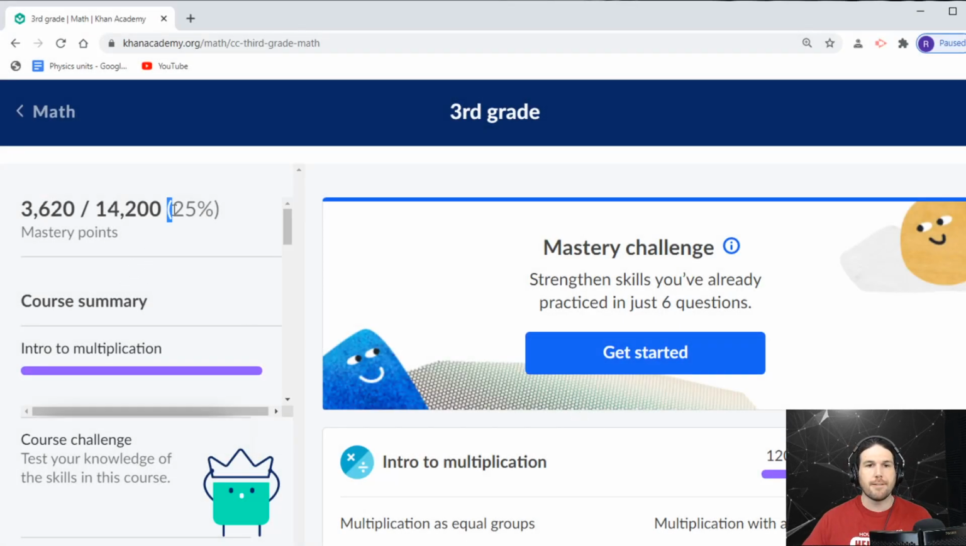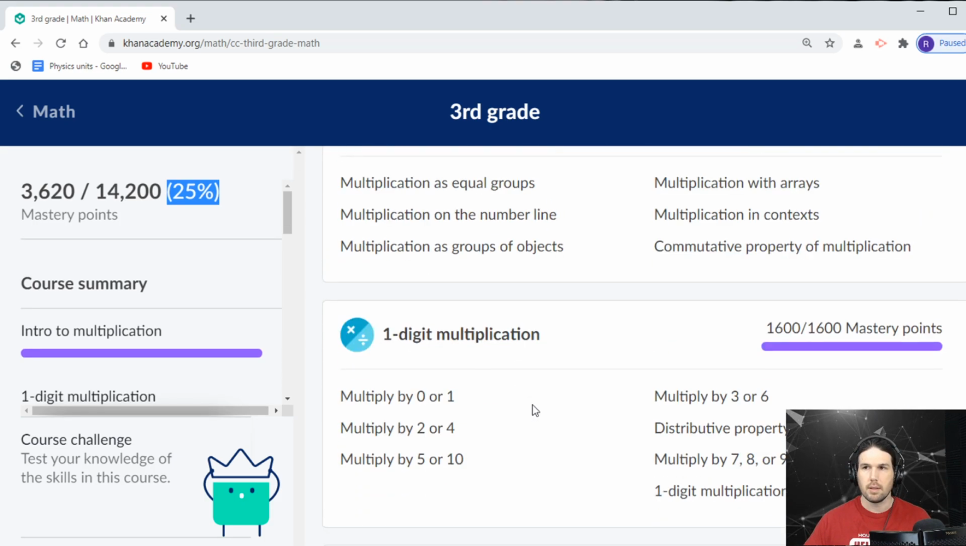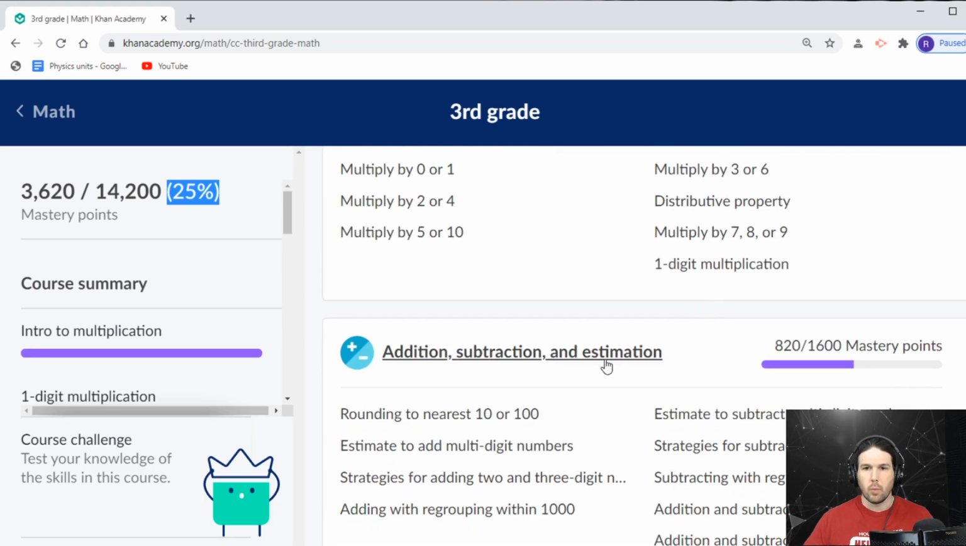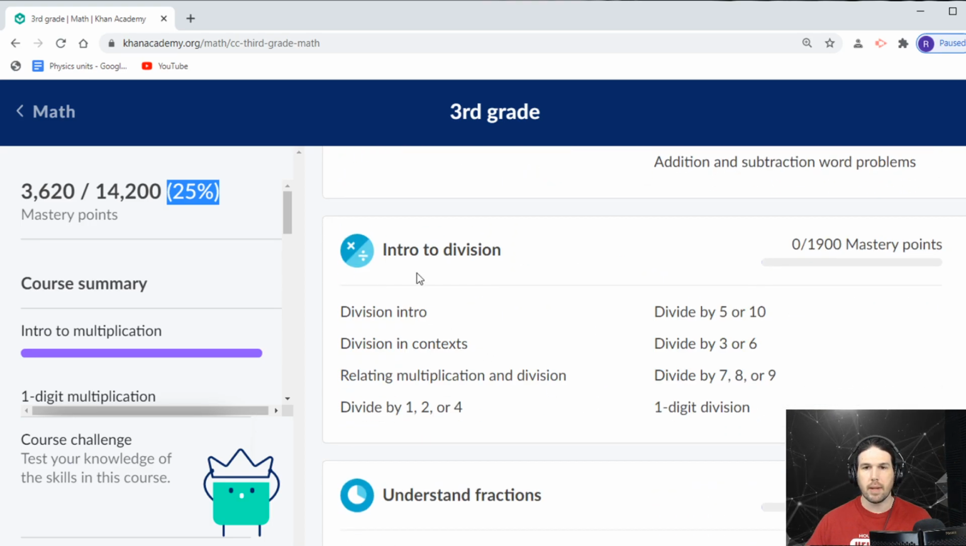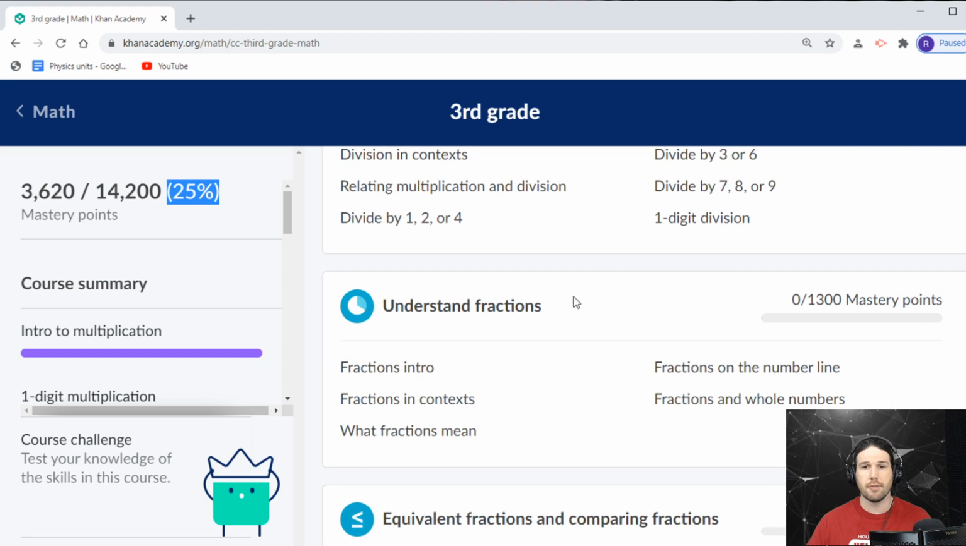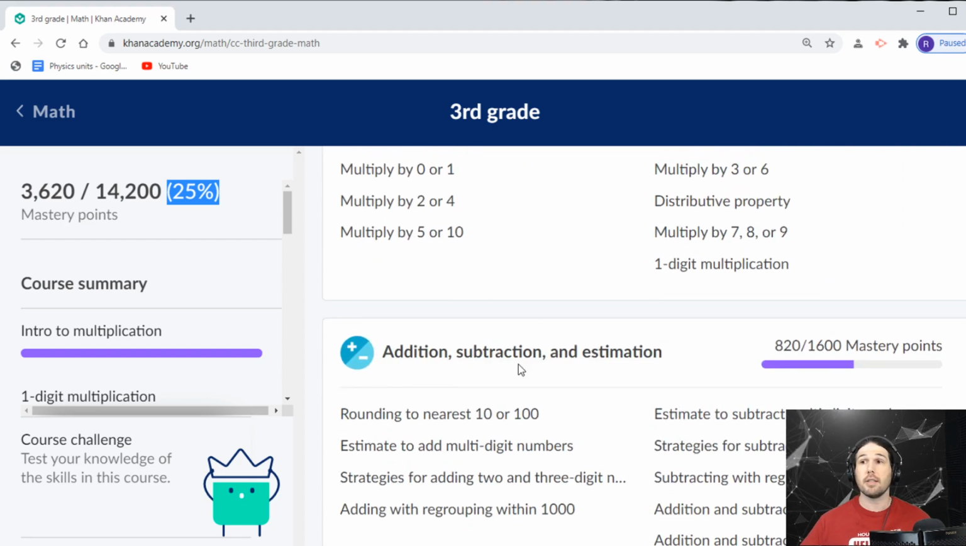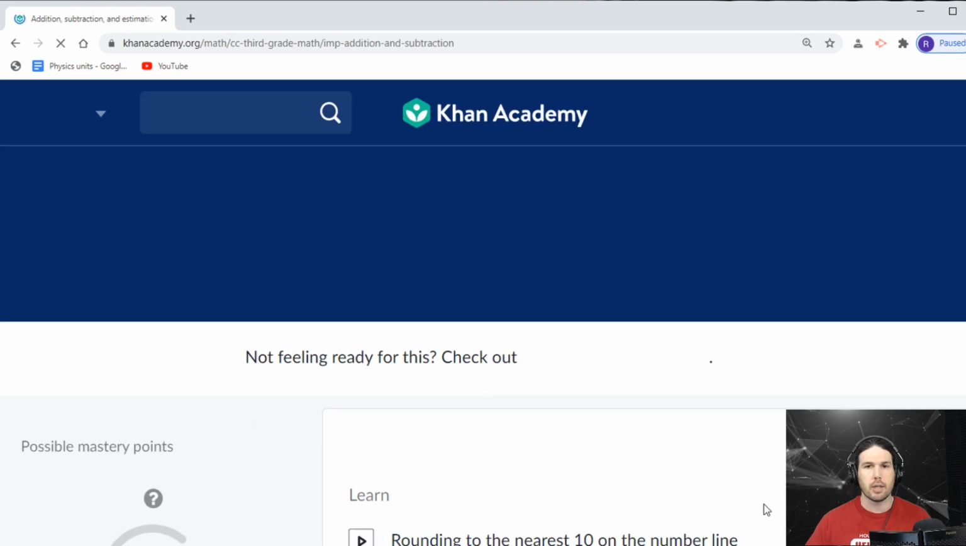So we are 25% of the way through third grade currently. We are in the middle of addition, subtraction, and estimation. And then, as I said, intro to division comes after that, followed by fractions. So we've got a lot to do. Let's go ahead and get started.